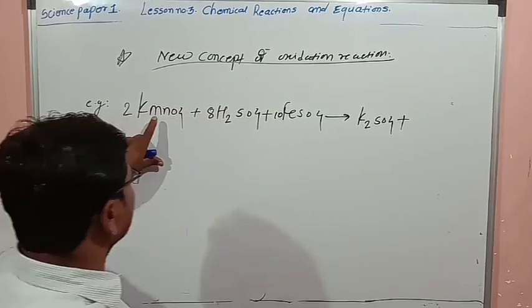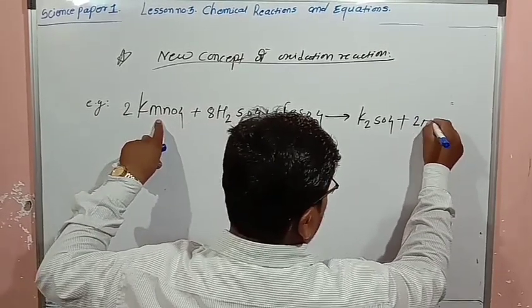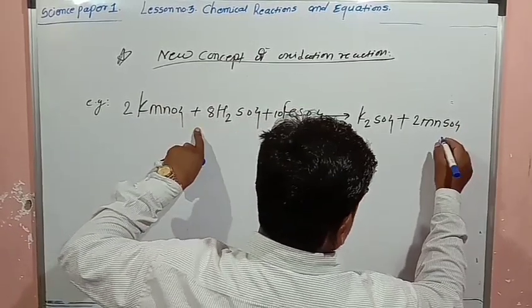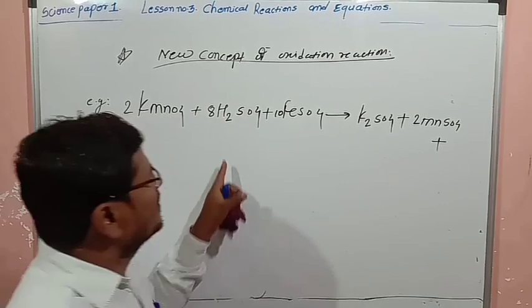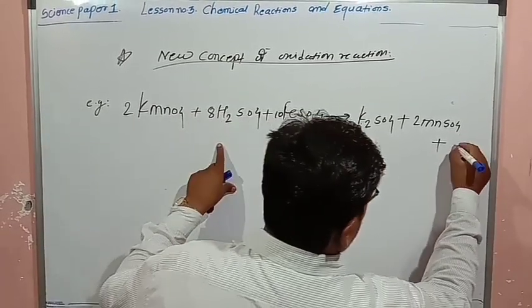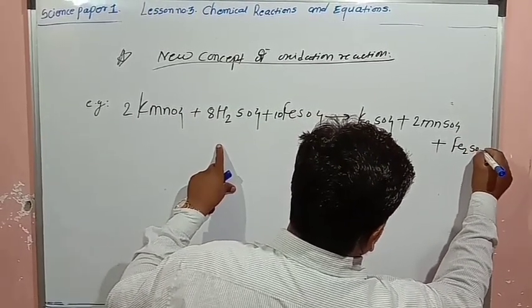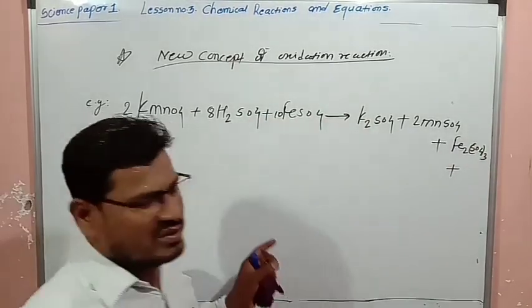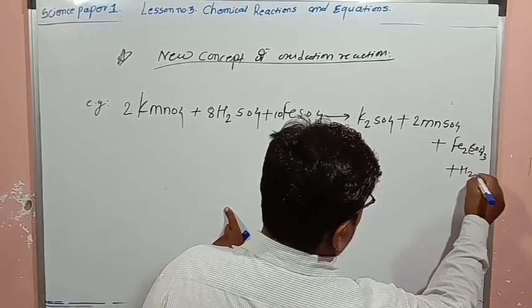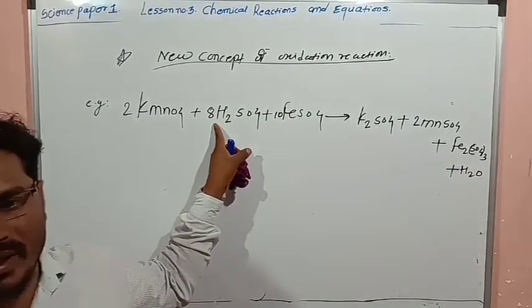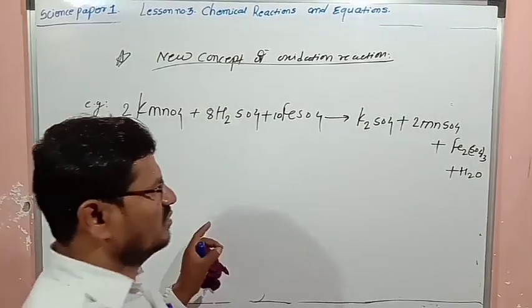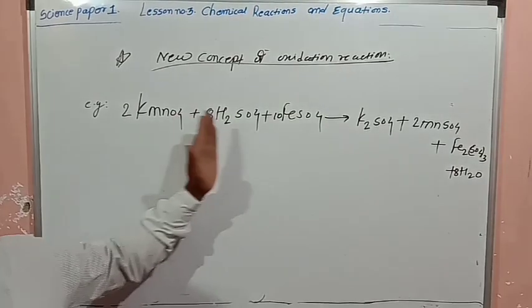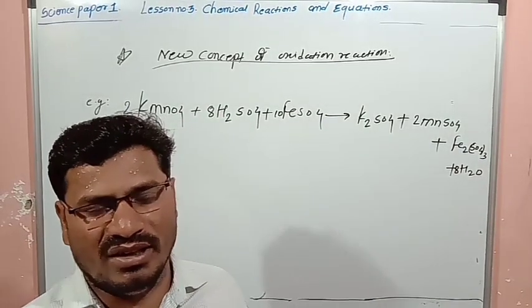K2SO4 plus twice MnSO4 plus it will form Fe2(SO4)3 plus it will form water molecules. It will form H2O molecules. But how many H2O molecules will it form? It will form 8 H2O molecules. So whether this chemical reaction is balanced or unbalanced, that we have to check.